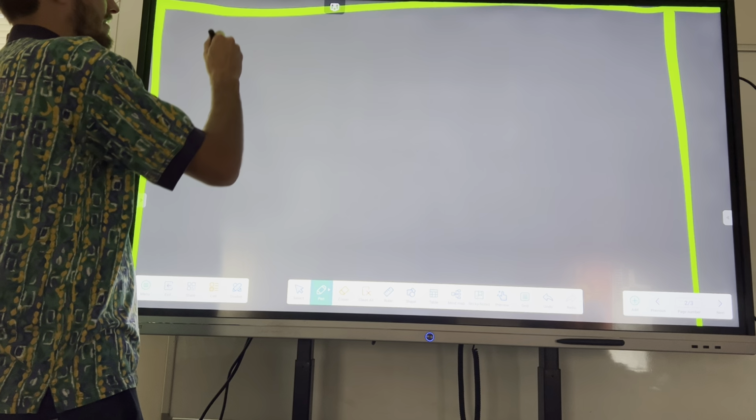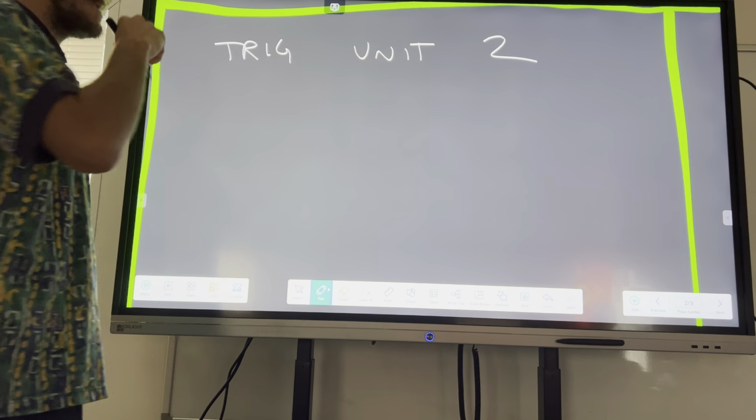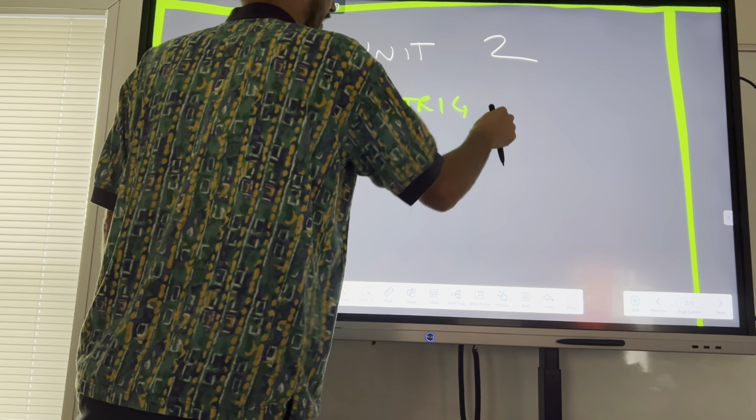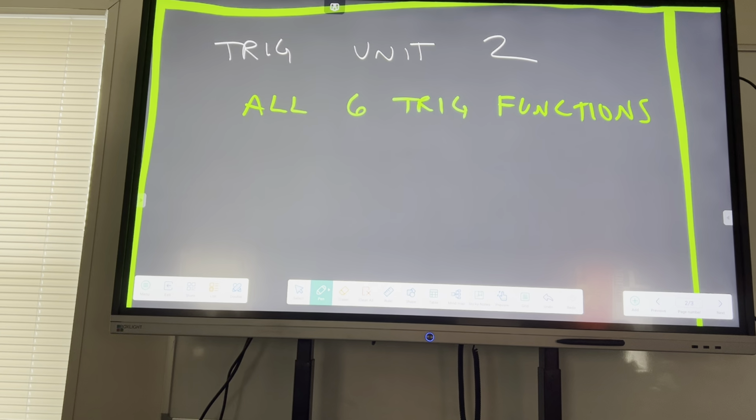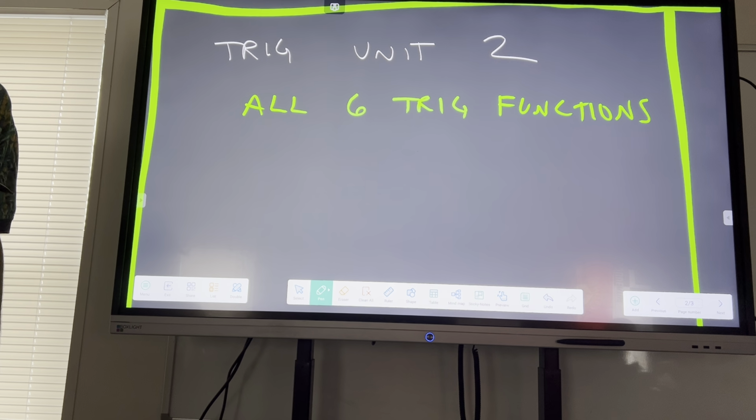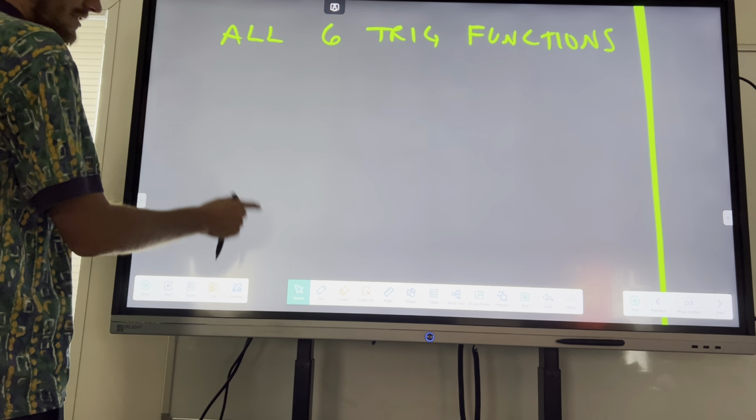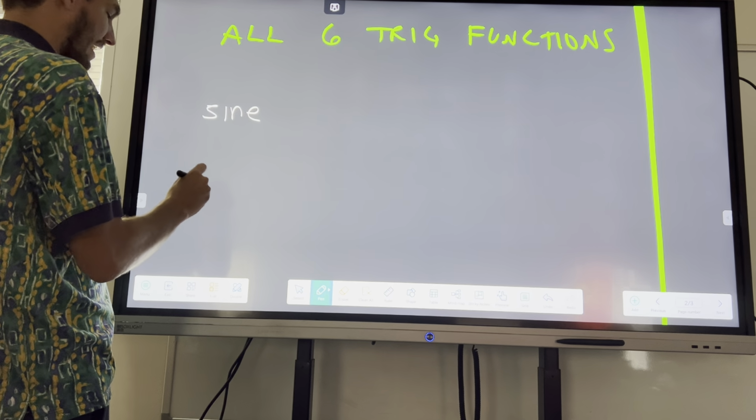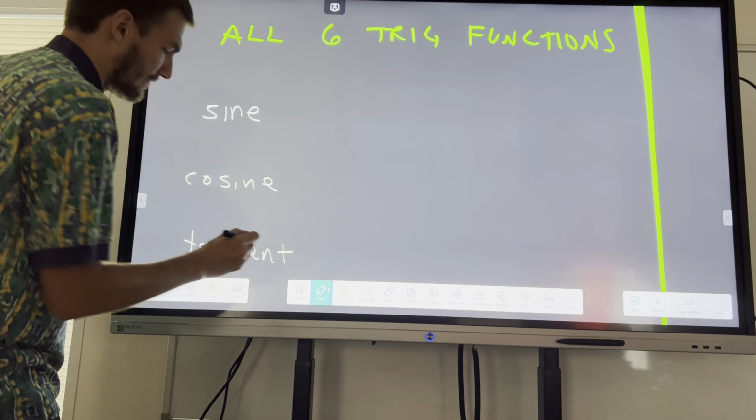All right, we've got Trig. Sweet. Welcome to Unit 2. And we're going to be talking about all 6 trig functions. Now, if that sounds really complicated, you already are masters of 3 trig functions. What are the 3 trig functions that you know like the back of your hand? Right, we got sine, we got cosine, and we got tangent. Everybody feel good about those 3?